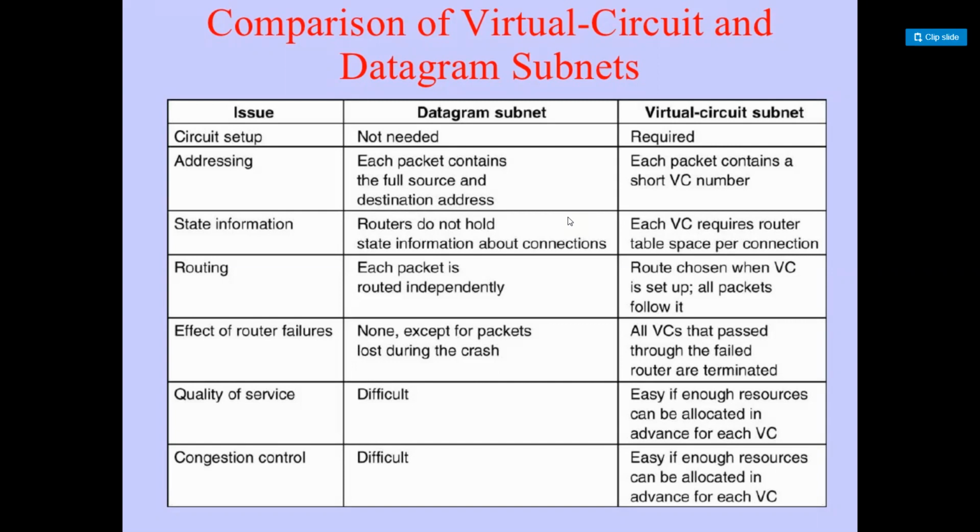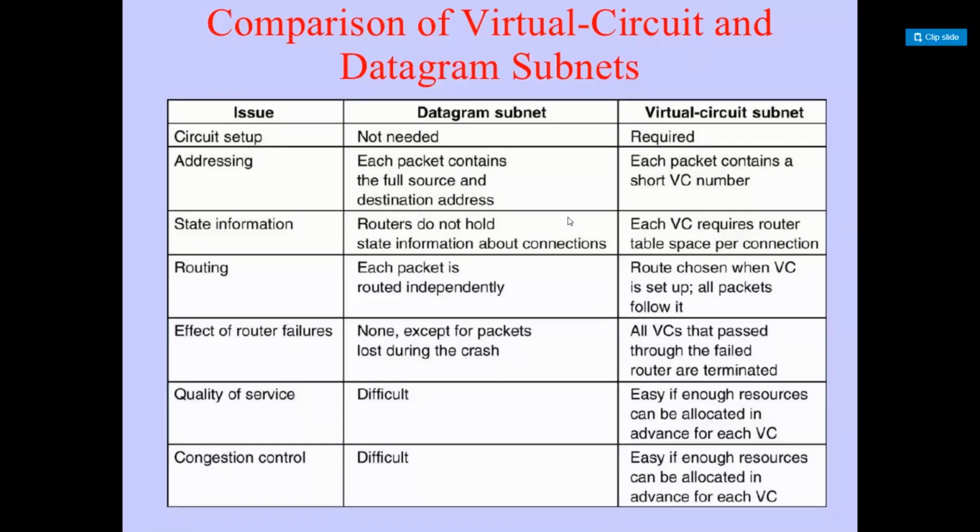Next, quality of service. Quality of service is difficult. Why? Because we do not guarantee whether the transmitted packet will reach at a particular time, within a time. In case of datagram subnet, it is very difficult to give a guarantee of delivery, that the packet will reach the destination at a particular time. So it is difficult with respect to quality of service.